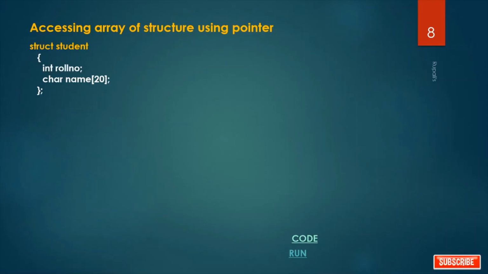Accessing array of structure using pointer. So this is our structure student. One integer variable roll number, another is a character array for name. Now this is our main function. Here I declare one array of type student. So here student is a structure type variable, so it is an array of structure. So this array holds a maximum of 4 student information.